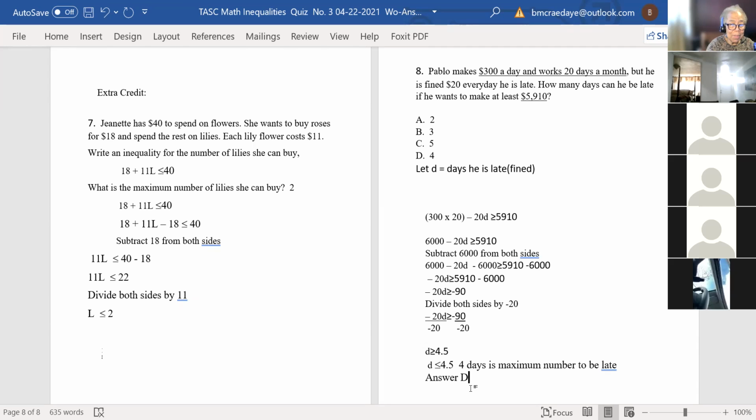Now you have to remember when you round up and when you don't, because if you put the 5 days in here, he's not going to be able to make his 5910. Because the bigger this number, the smaller it gets when you subtract, and to stay within the 5910 he wants to make, you can't put the 5. You could check it, put the 5 in here. 5 times 20 is what?